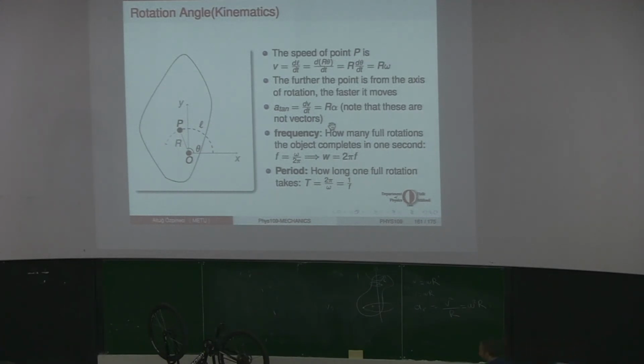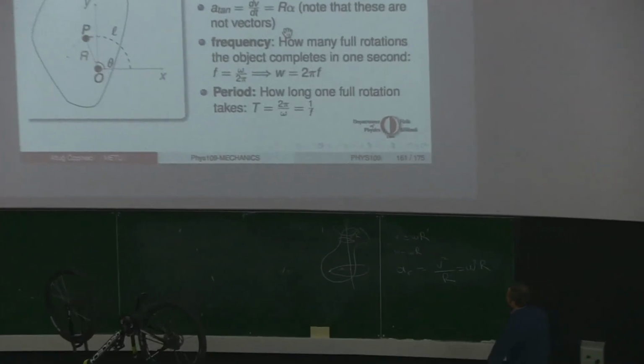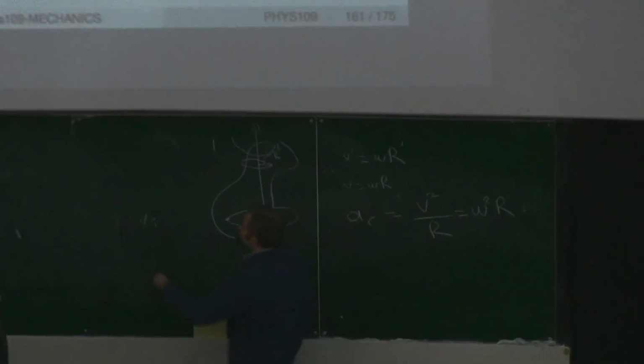So this is the translational acceleration of a point toward the center. This acceleration doesn't cause the speed to increase. It only changes the direction of the velocity. But there's also the other component, the tangential acceleration.